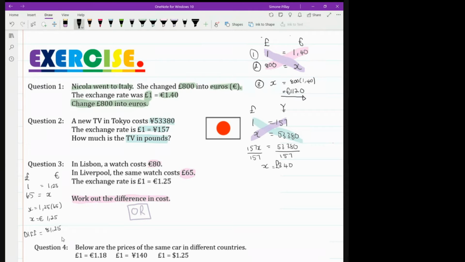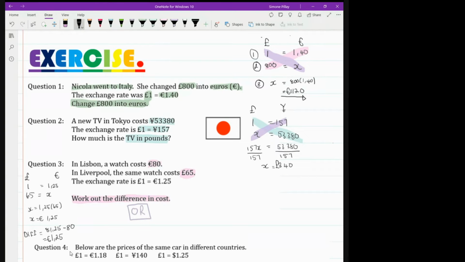So my difference here is going to be 81.25 less 80. Okay, where did I get the 80 from? This was the original price in Lisbon. Okay, and my difference is going to be 1.25 euros.